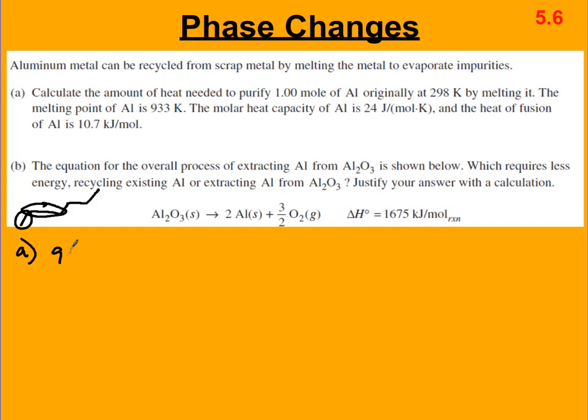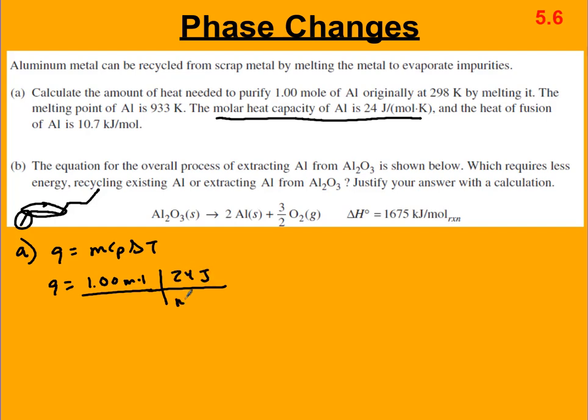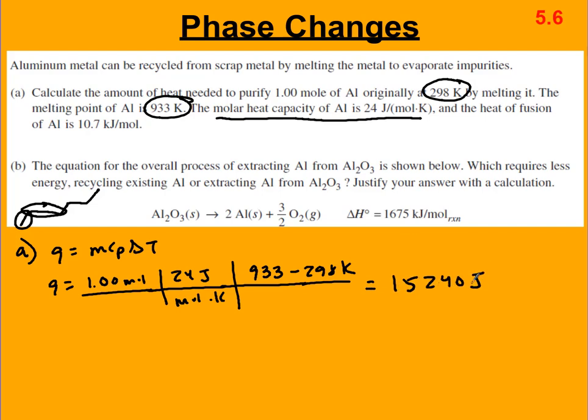The first step, I need to heat the solid up, so I'm using mC delta T. I don't know my Q, but my mass was 1 mole. The CP of aluminum is 24 joules per mole times Kelvin. Notice that my moles cancel out, so I don't need to convert this to grams. And my delta T, it started at 298 and now it's at 933. So 933 minus 298. Solving that out, I get that many joules.